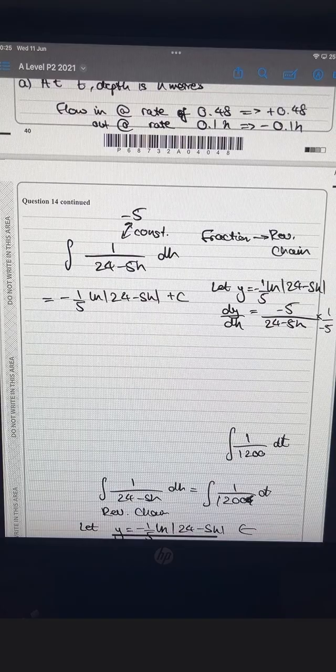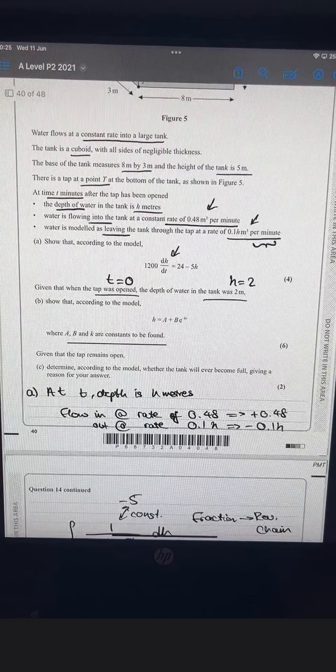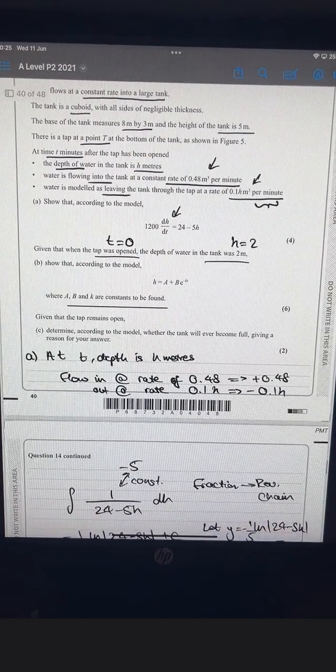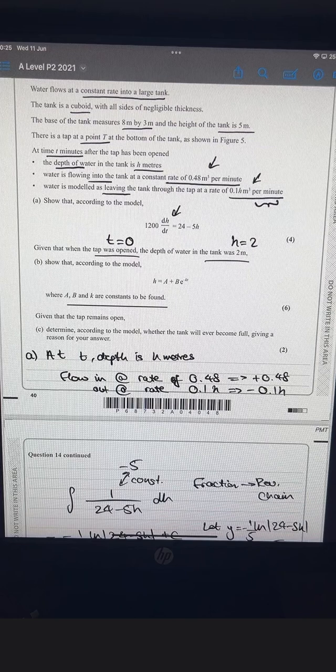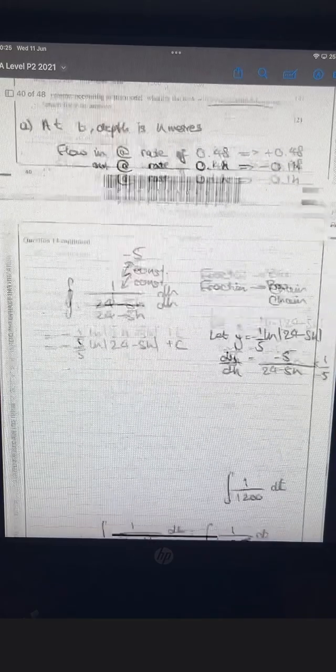So now, is there any more to this question? Awesome. Part C. Given that the tap remains open, determine, according to the model, whether the tank will ever become full, giving a reason for your answer. So this is a 2-marker. It's a worded 2-marker. That means you have 1 mark for doing some maths as well. You just won't get the answer.